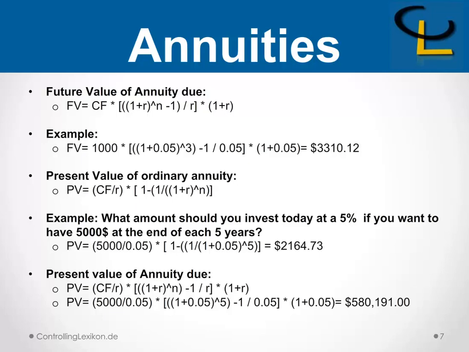An example: PV equals 5,000 divided by 5% multiplied by 1 plus 5% to the power of 5, because it's 5 years, minus 1. All of this divided by 5%, and we multiply all of this by 1 plus 5%, and we get $508,191.